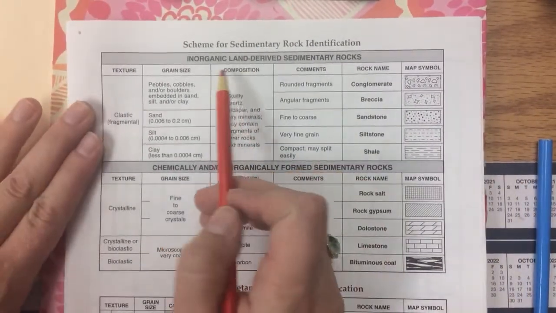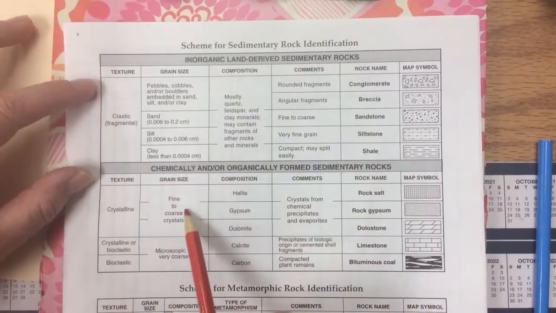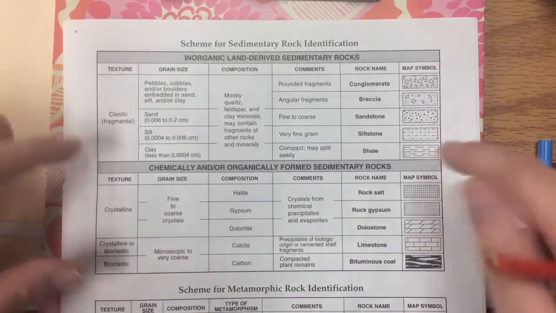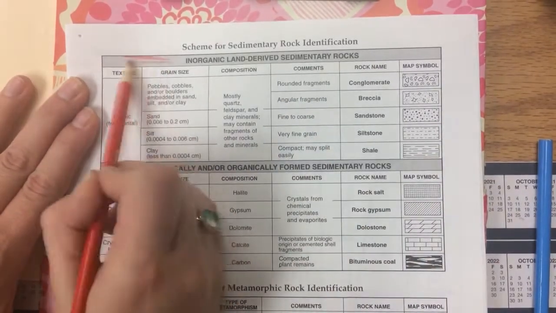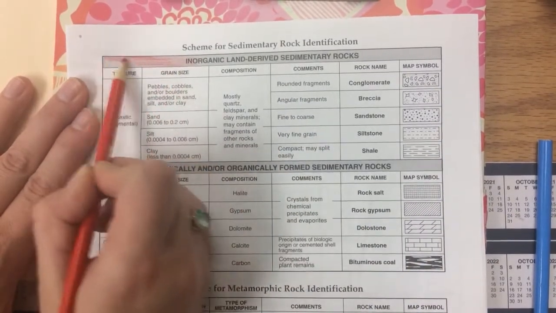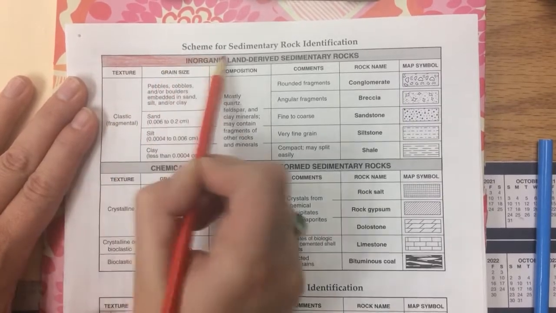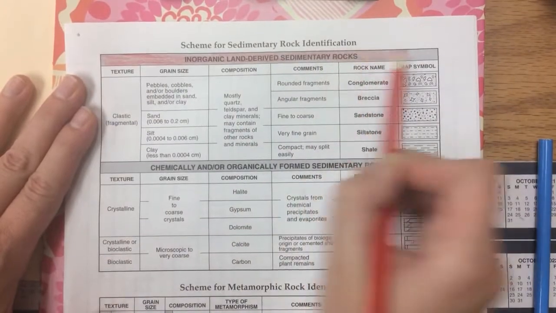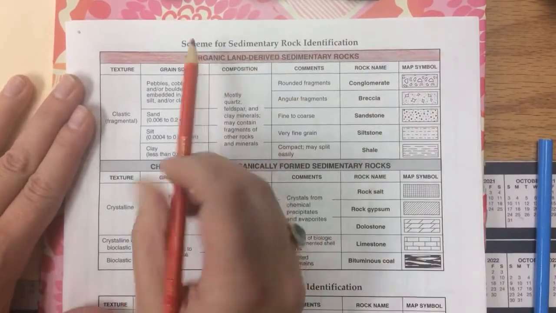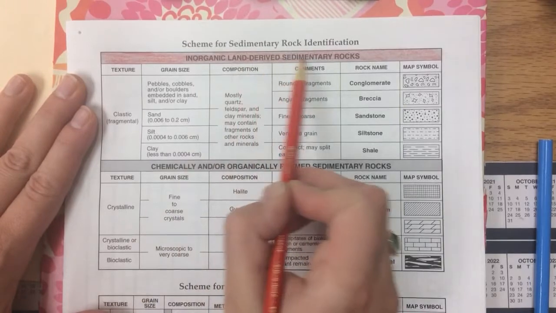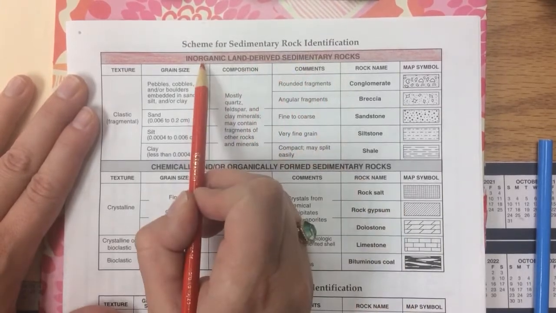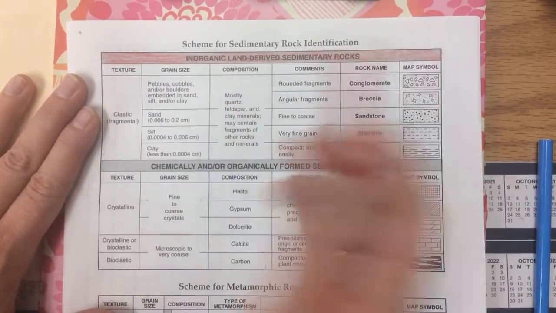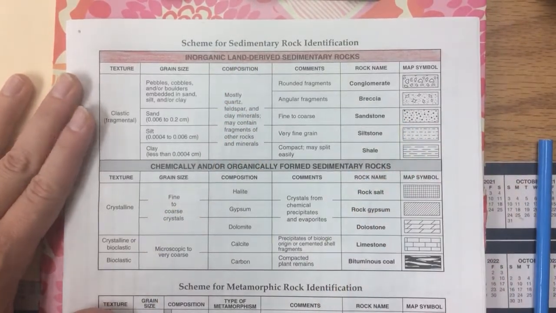So I'm going to start with red, and the first thing I'm going to point out is that the sedimentary rock chart is broken up into two main sections. There's a top section and a bottom section. And although these are already kind of grayed in for you, I'm going to emphasize it. I'm going to take my red and highlight this banner here. And this is my inorganic, land-derived sedimentary rocks. And so inorganic means it's not formed from life. And land-derived is exactly what it sounds like. It's coming from the land. It's not forming in water.